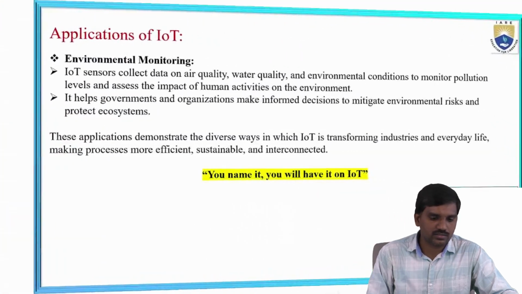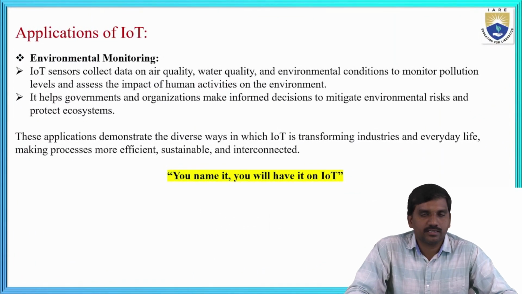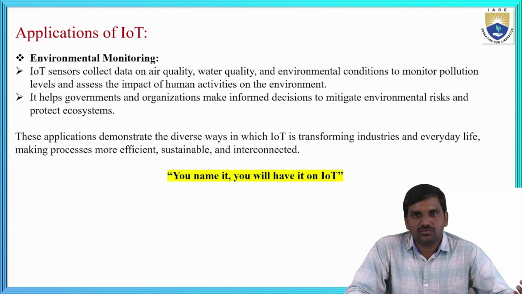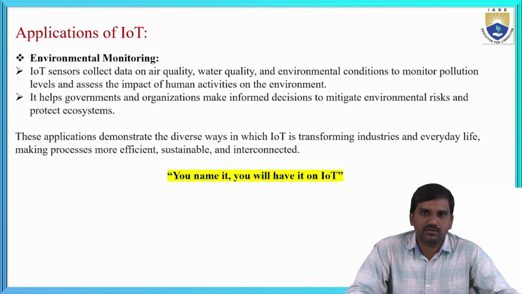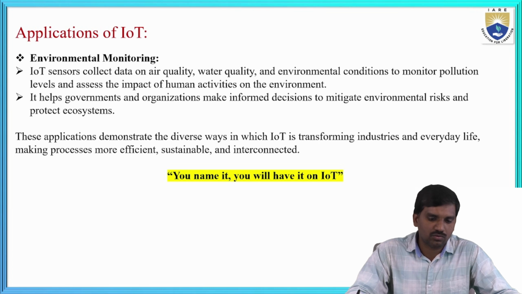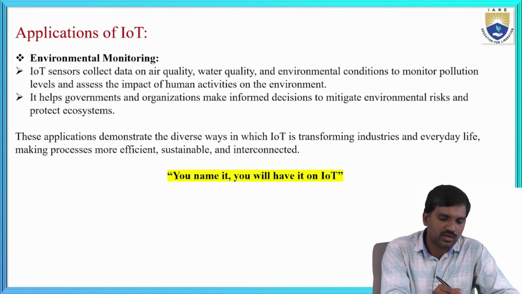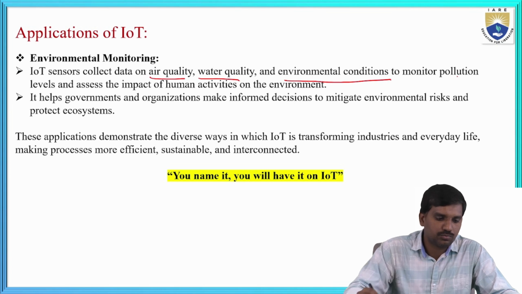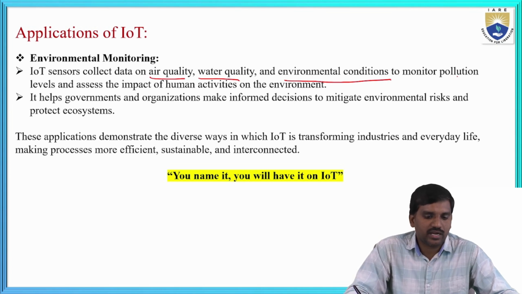So the next one, last one, environmental monitoring. We have to gather the values, like humidity, temperature, how much. Environmental monitoring covers air quality, water quality, and environmental conditions to monitor pollution levels and assess the impact of human activities on the environment. Based on human activities, the pollution is growing day by day.